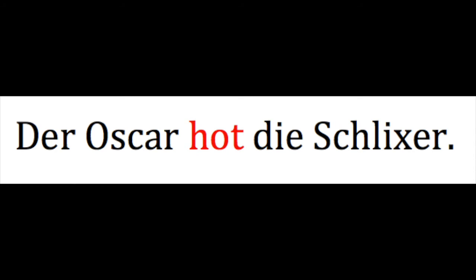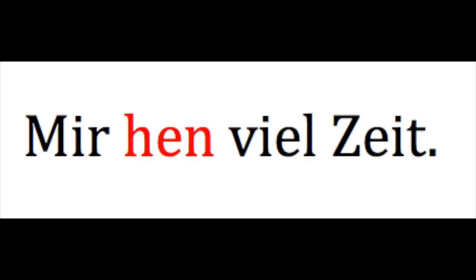Here's another example. This time I use the er/sie/es form, but I replace it with a person's name. In this case, Oscar, a guy. Der Oscar hut die Schlixer. Oscar has the hiccups. Die Schlixer, hiccups. So der Oscar hut die Schlixer. Oscar has the hiccups. And one more. Mir hen viel Zeit. We have a lot of time. Mir hen viel Zeit. So there are just 4 quick examples for you using the verb HAWWE.